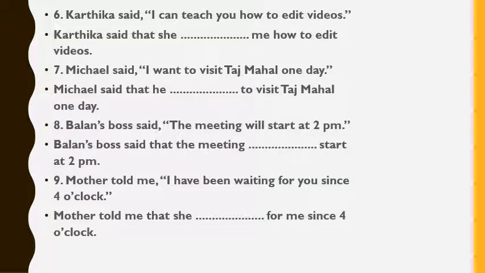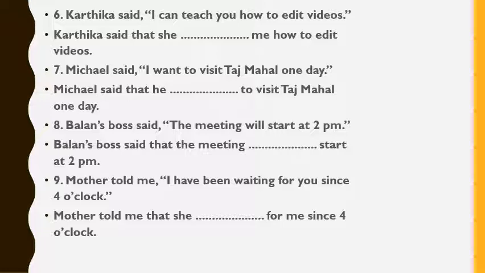Kartika said, "I can teach you how to edit videos." Kartika said that she could. Can becomes could. Teach me how to edit videos. Michael said, "I want to visit Taj Mahal one day." Want becomes wanted. Michael said that he wanted to visit Taj Mahal one day. Balan said, "The meeting will start at 2 p.m." Will in the past tense is would. Balan said that the meeting would start at 2 p.m.